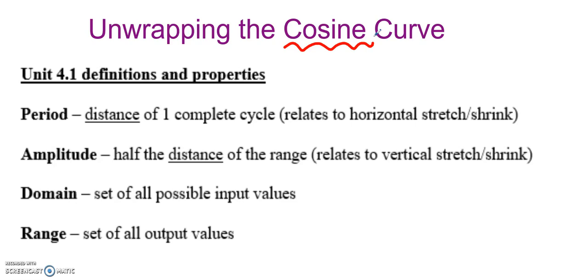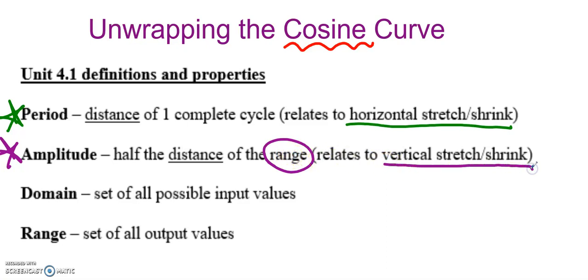So you'll notice we have the same definitions and properties that we had before. The period is going to be the distance of one complete cycle. Well, one complete cycle will relate to the horizontal stretch or shrink of the graph, for how we're rotating or how fast we are spinning around that circle. Then we have the amplitude, which is still going to be half the distance of the range. So in order to find the amplitude, you should first think about the range, and we'll go from there.